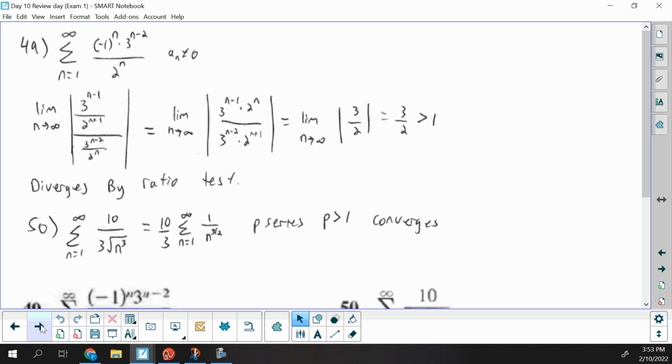In 50, pull out the 10/3. You're left with 1 over n to the 3/2. So that's a p series with p greater than 1, so we're converging.